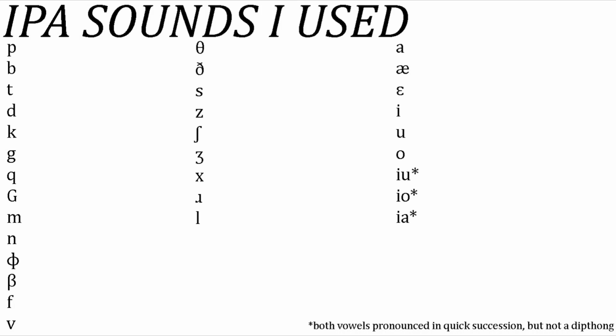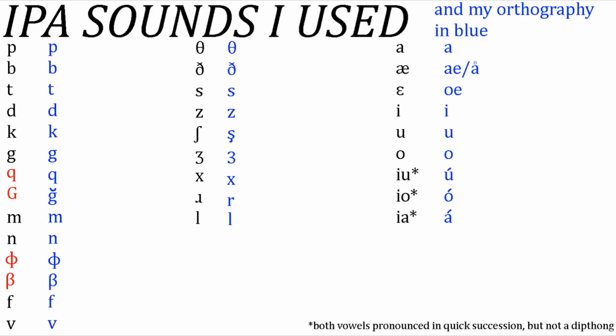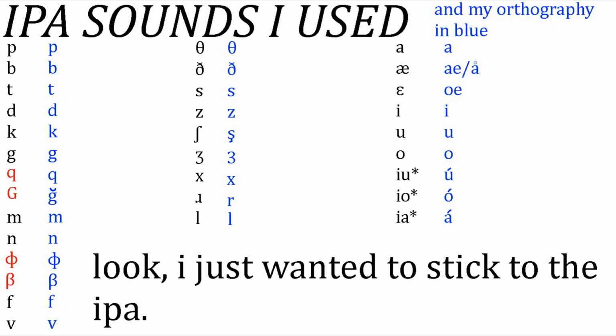If you can remember back to episode 2, sounds, you'll note that some of these sounds, such as our very far back in the throat plosives and our labial fricatives, are kind of unusual. On the right side of the screen now, you're seeing all the characters I used to represent those sounds, and some of them are poor choices because I wanted to stick to the IPA.